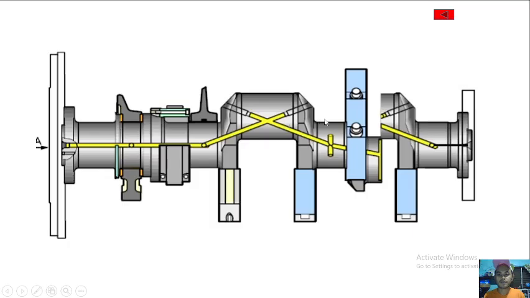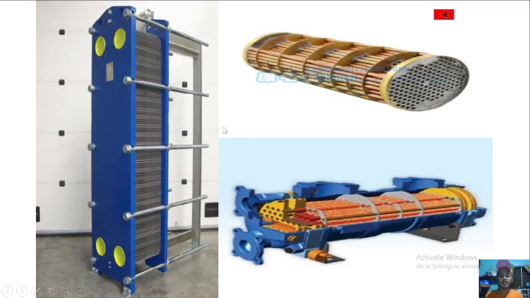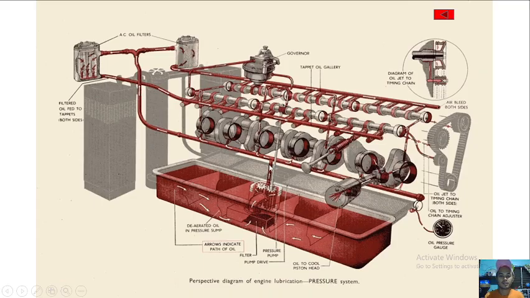lubricating this part and this part. This is the flywheel, and this is the vibration damper, lubricating also the vibration damper. And here we have a cooler. So the cooler is one that absorbs the heat taken from the engine by the oil. So here is how the oil flows.